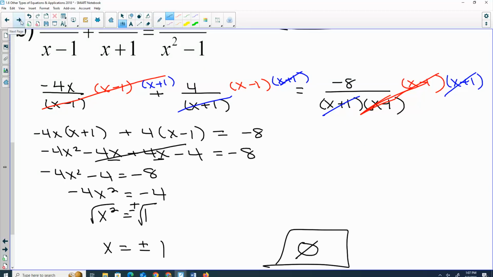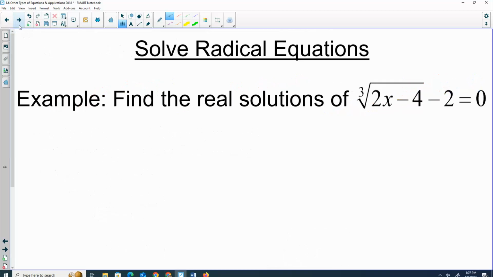Let's take a look at this problem. So we are going to come back and do more of these. We're spending all week on this section, so we are going to do some more rational ones, but I want to look at a problem that has a radical in it and talk about what kind of strategy we might use here.